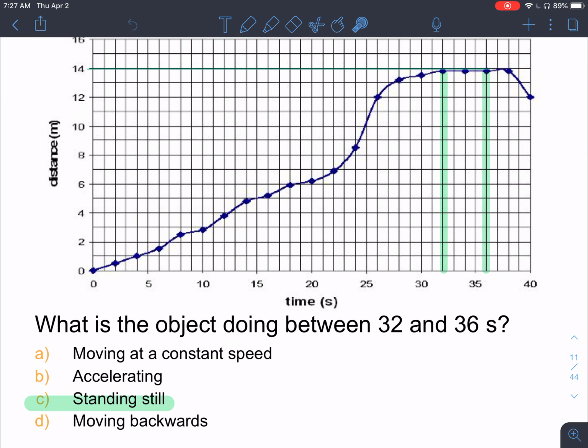Okay, I hope you guys picked option C. The object is standing still or it is not moving. So I drew straight lines up at 32 and 36. I drew one line and I was able to copy and paste it, and that truly showed me that they are at the exact same point. Since this is a distance versus time graph, that means that their distance did not change, therefore they are standing still.